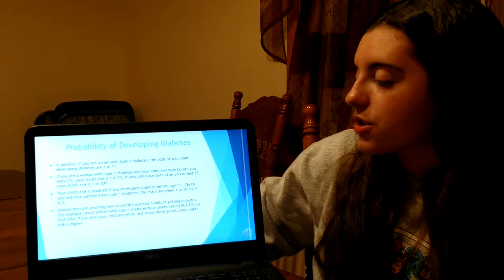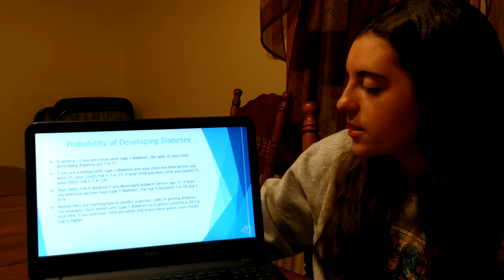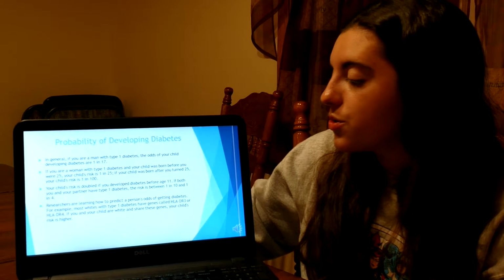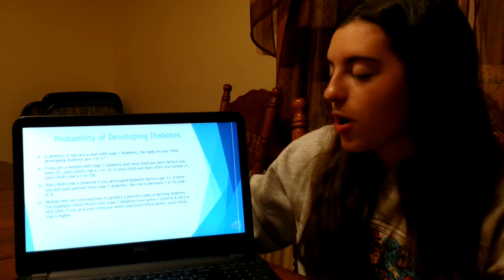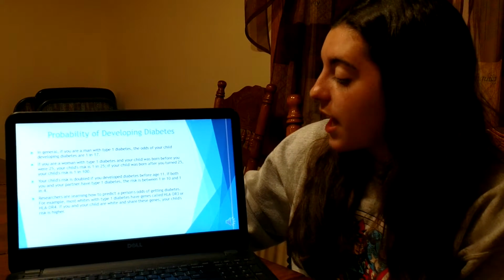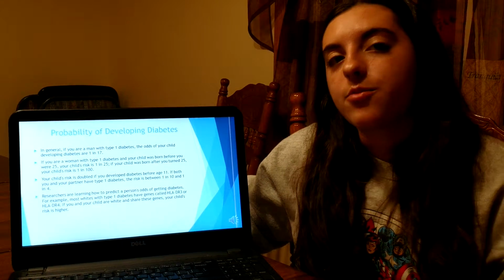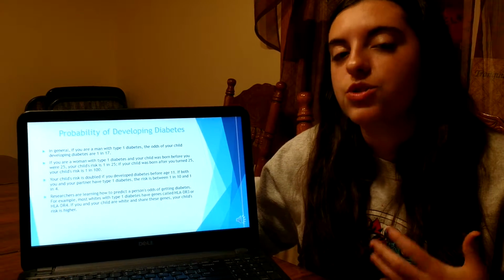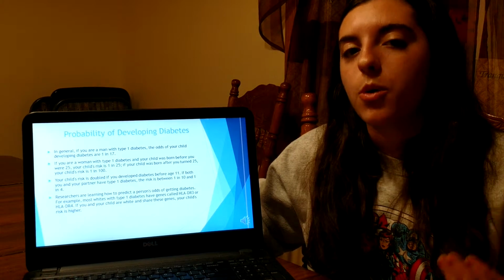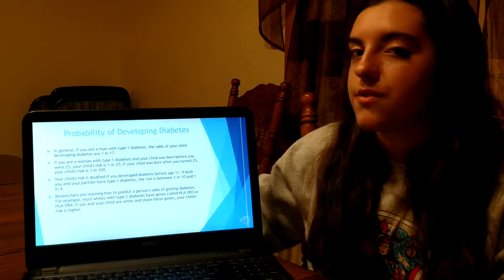So researchers are learning how to predict a person's odds of getting diabetes by also using genes. They have gene markers such as HLA-DR3 or DR4, and they have proven that if you have either of these two genetic markers, your children will be more predisposed or more likely to develop diabetes.